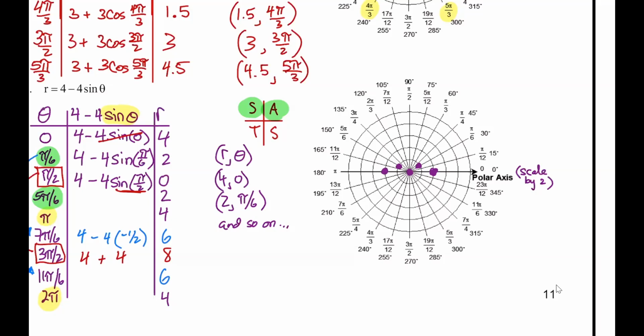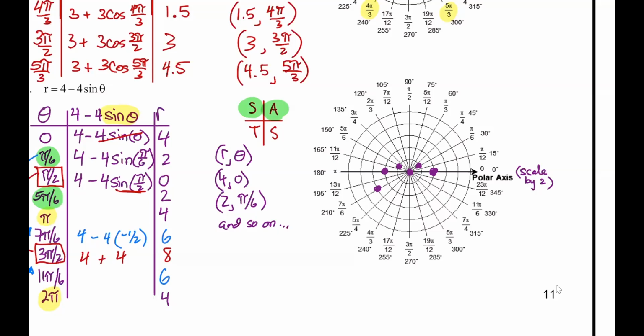And we really only scaled this to accommodate that R value of 8. Everything else seems to fit just fine. 6 steps in the direction of 7 pi over 6, which is going to amount to 3 steps in the direction of 7 pi over 6. So like that.